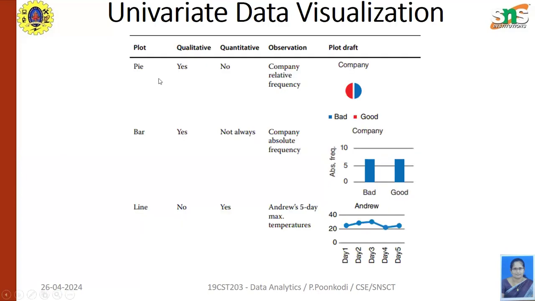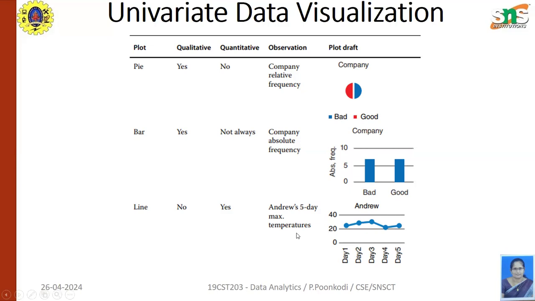The pie chart is basically for a qualitative attribute. The observation will be the company relative frequency, good or bad. Already we have discussed, 750%. The bar chart also belongs to qualitative, and that will be represented in a bar graph.